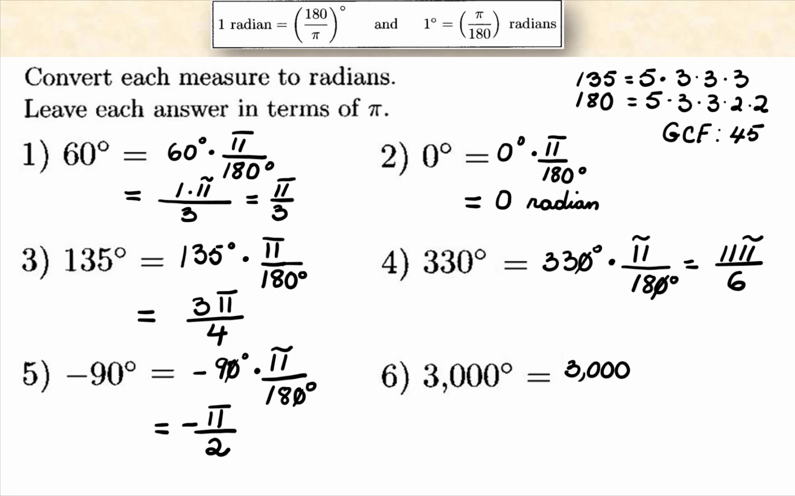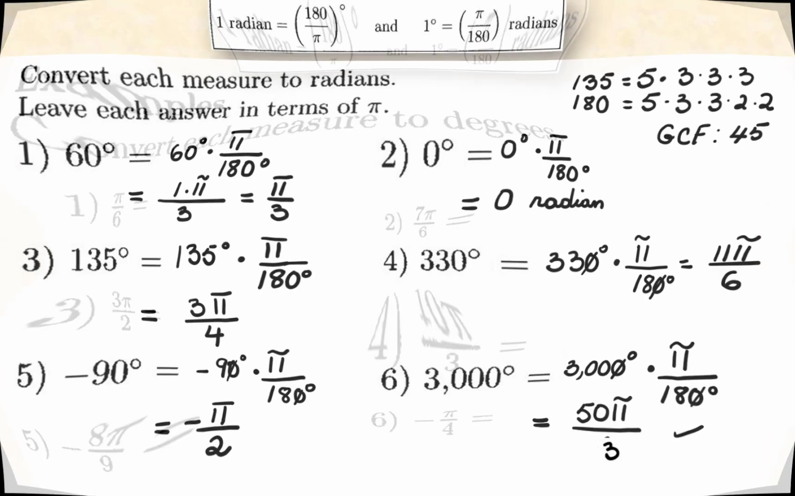300 degrees multiplied by pi over 180. We cancel the zeros. It's 30 divided by 18. 6 times 5 is 30, so 5 pi, and 6 times 3 is 18.